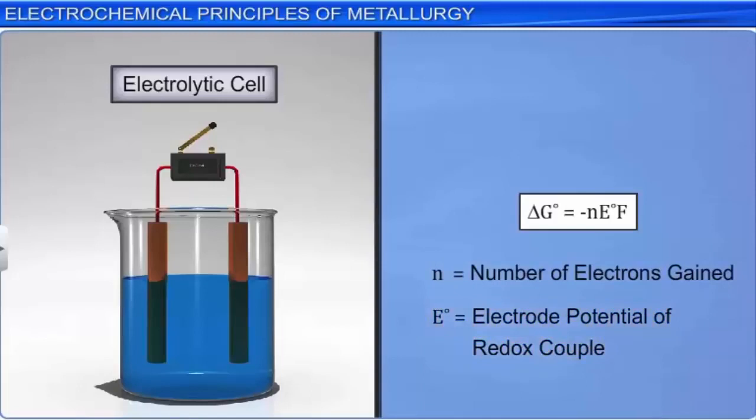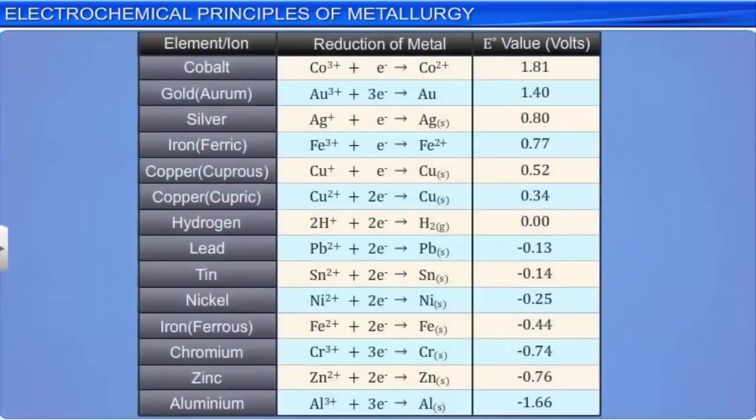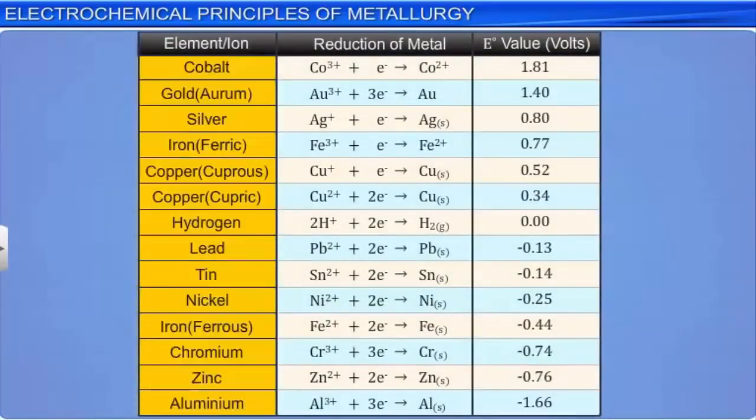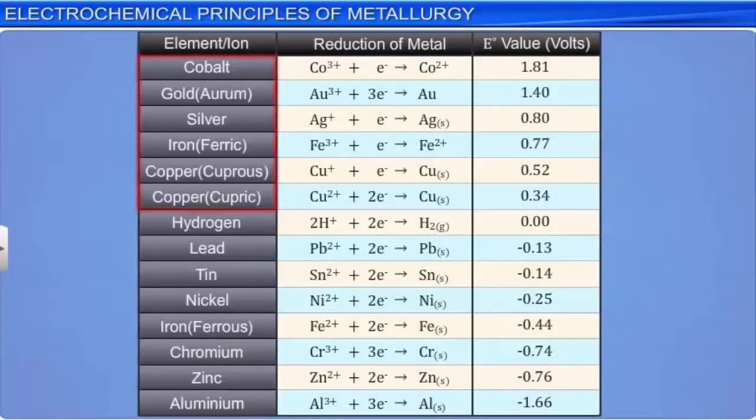The value of E° for a metal depends on its reactivity. Thus, it differs from metal to metal. More reactive metals have high E° values, whereas less reactive metals have low E° values. It is difficult to reduce metals that have high E° values.